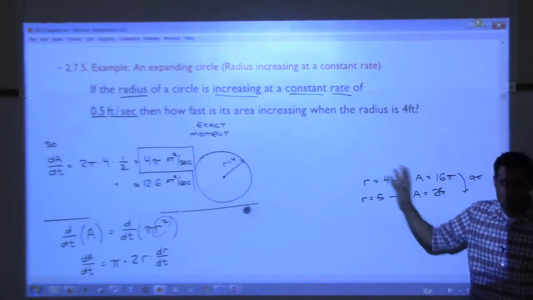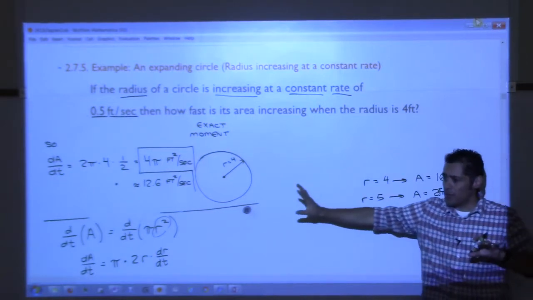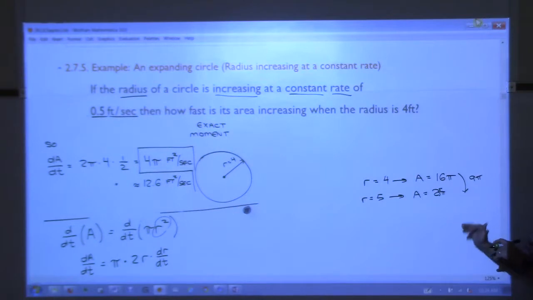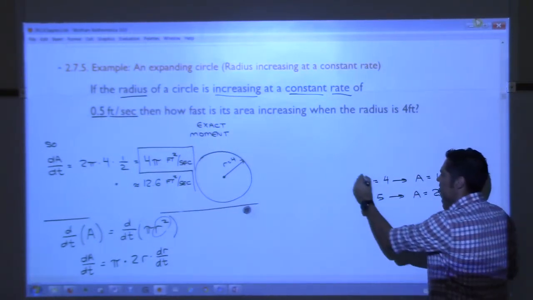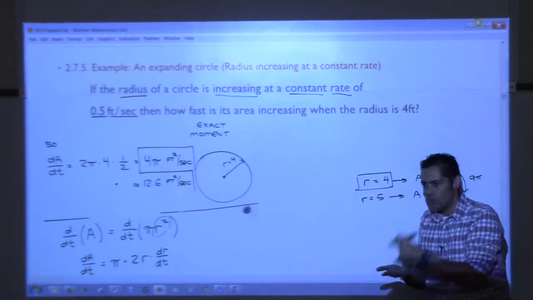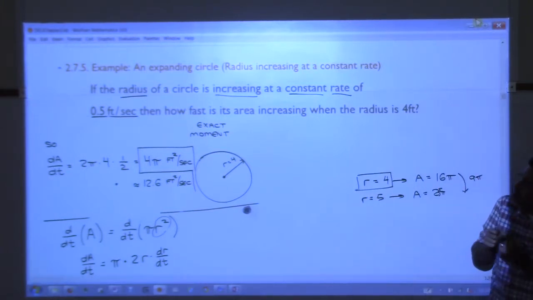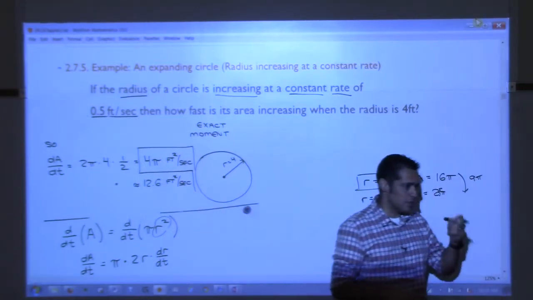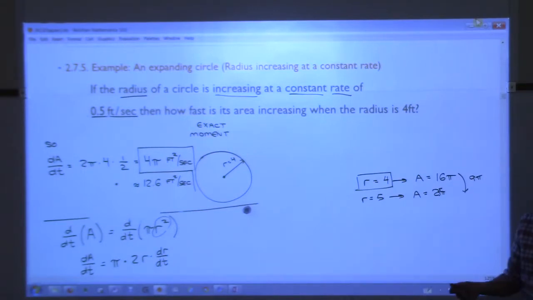This is a completely different picture. I want you to see that. This is a completely different situation. When I was doing this, I was just trying to get you to see that it's not jumping up at a constant rate. So it's growing faster. This is saying at exactly this moment that the radius was 4. If that radius was growing at that rate of 1/2 foot a second, then the area would be exactly increasing at 4 pi square feet per second at that moment.